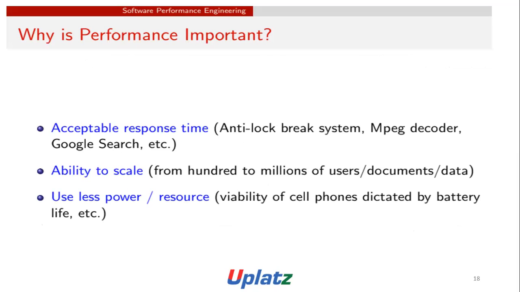Why is performance important? Acceptable response time: anti-lock brake system, MPEG decoder, Google search, etc. Ability to scale from 100 to millions of users, documents, data. Use less power resources. Viability of a cell phone is dictated by battery life, etc.